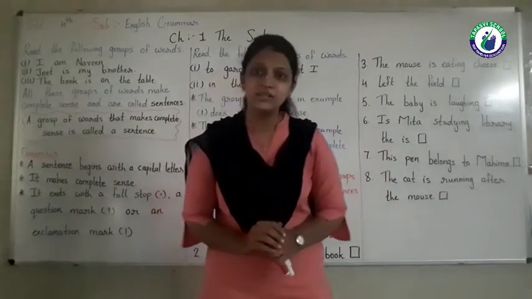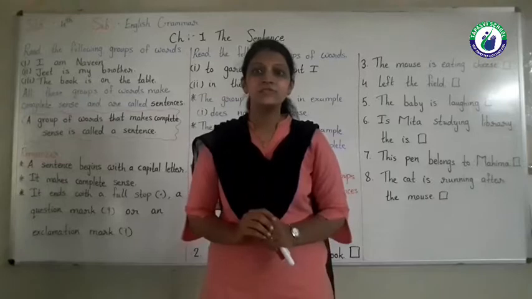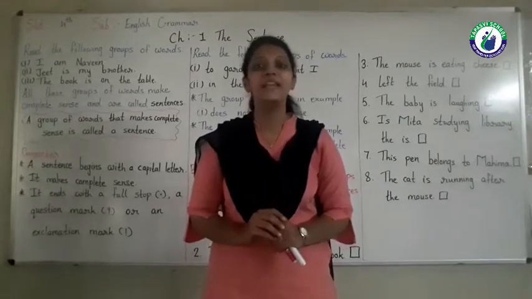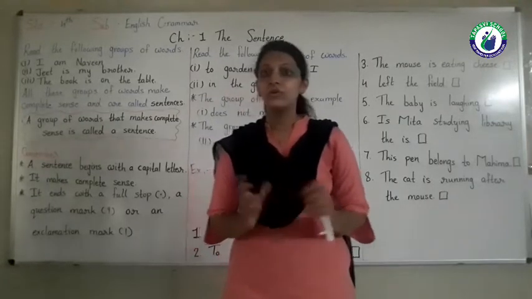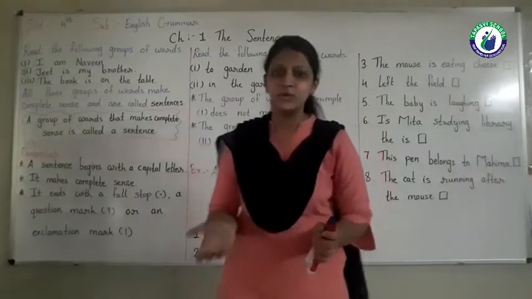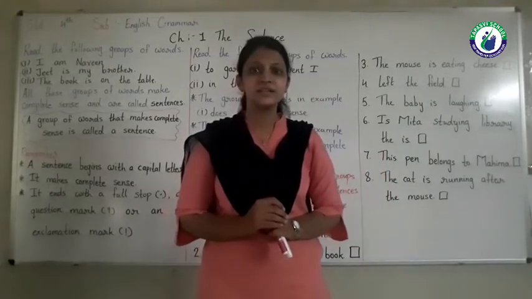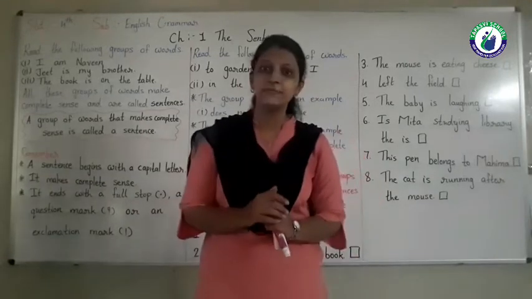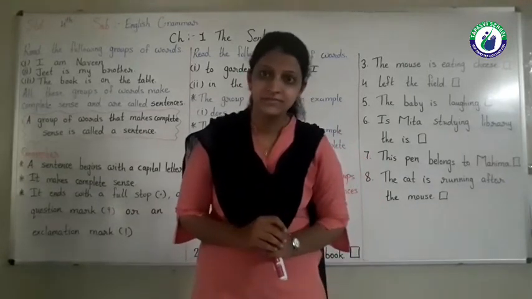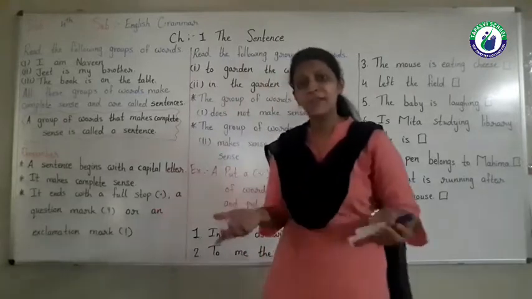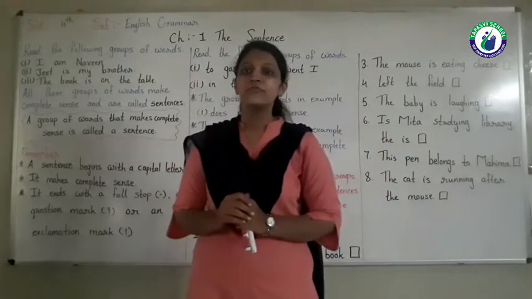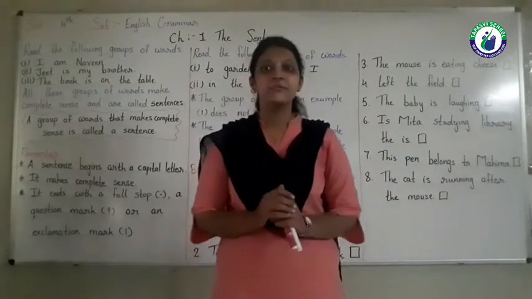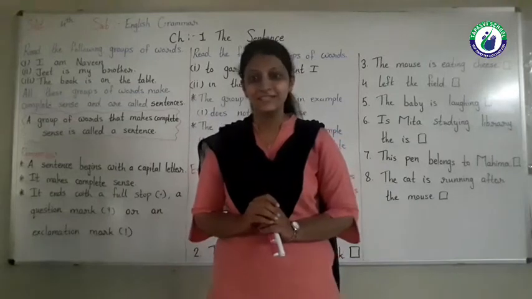How do we make words? Words we have to make from letters. You all know very well that in the English language there are 26 letters, and from those letters we make words. Now, how to make a sentence? From groups of words, we make a sentence.